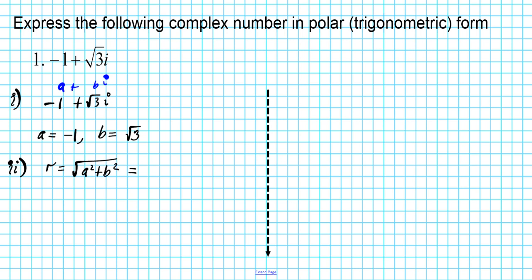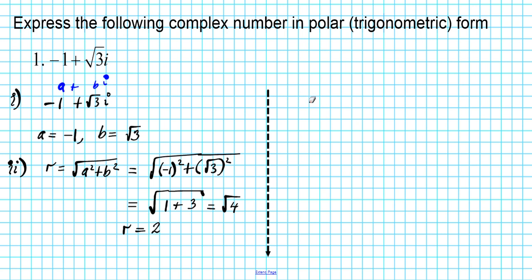So all we'll do is substitute the values of a and b into this equation right here. So what does that give us? That gives us the square root of a squared, which is negative 1 squared, plus b squared, which is root 3 squared. If you simplify that, the square root of negative 1 squared is 1, right? Root 3 squared is just 3. 1 plus 3 is 4, so the square root of 4 is 2. So that is the value of the radius r.